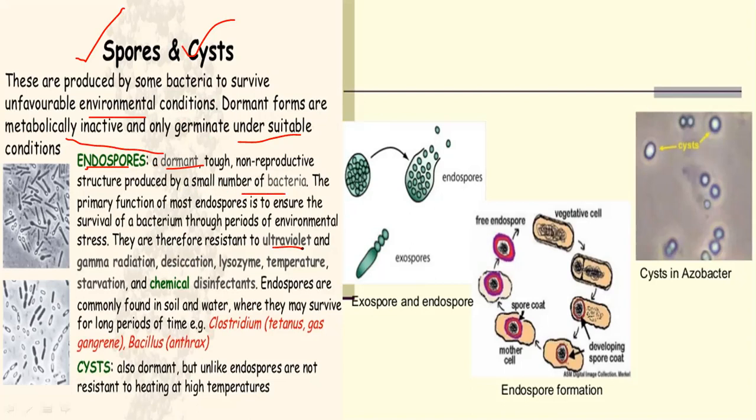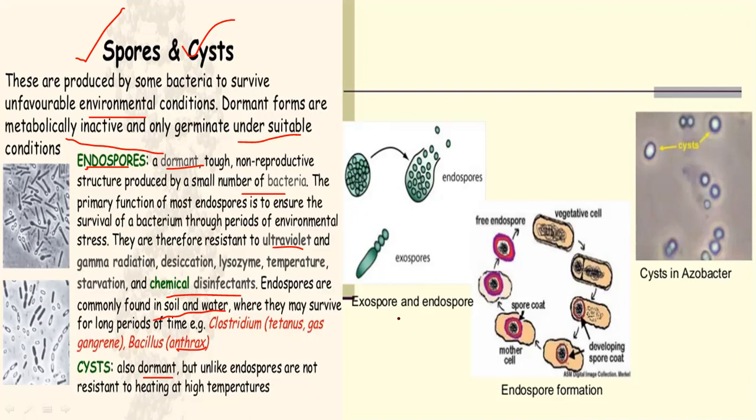Endospores are well resistant to ultraviolet and gamma radiation, desiccation, lysozyme, temperature, starvation, and chemical disinfectants, and they can be found anywhere for a long period of time, like Clostridium tetani and gangrene-causing bacteria, and Bacillus, which produces anthrax. A cyst is also a dormant form, but unlike endospores, cysts are not resistant to high temperatures.